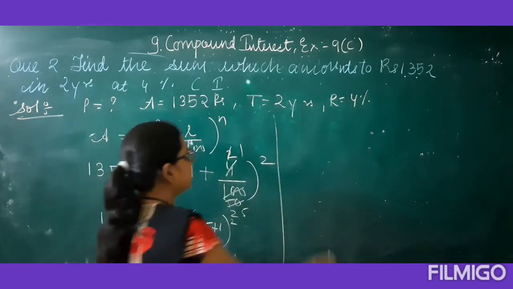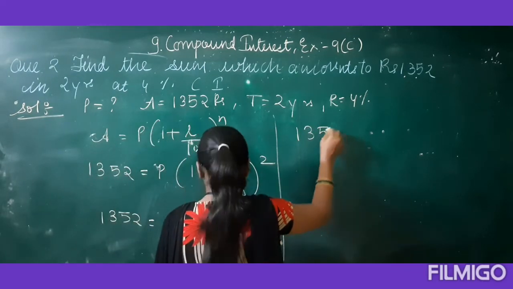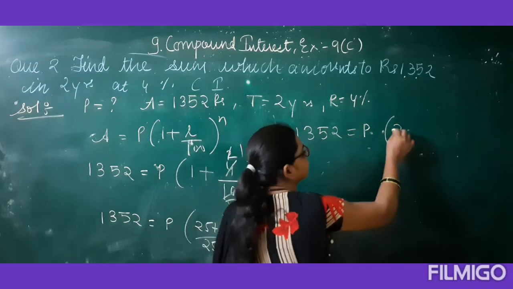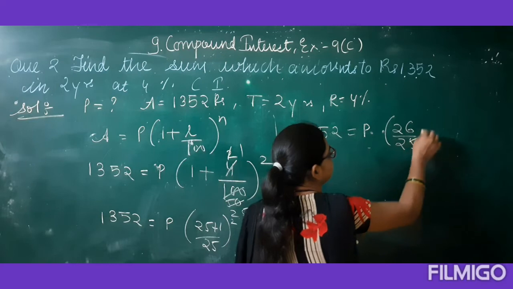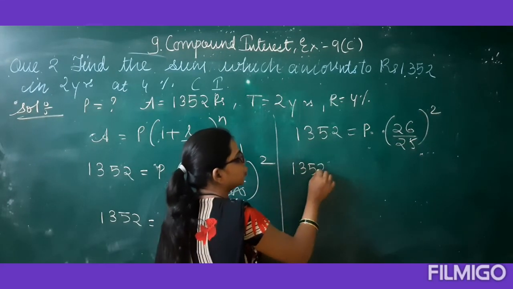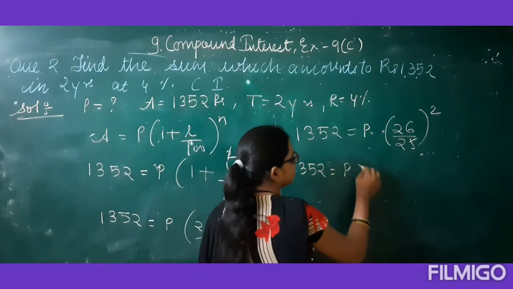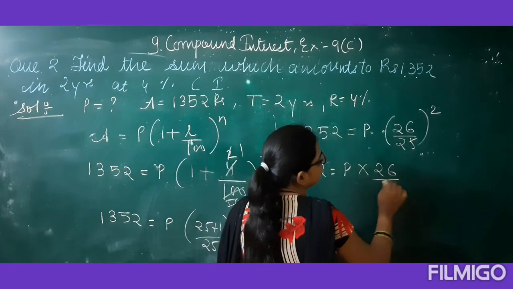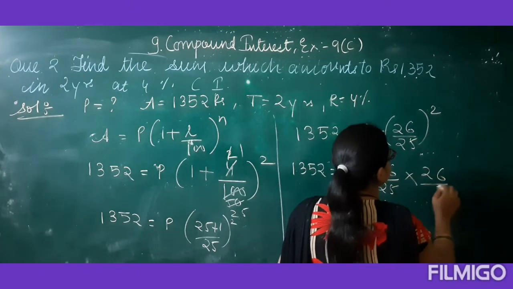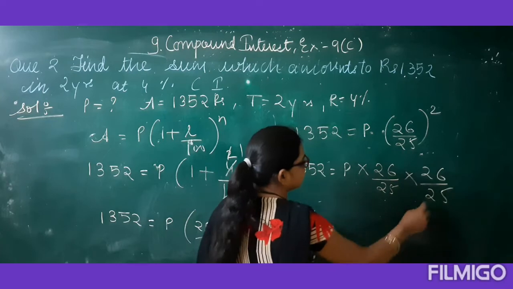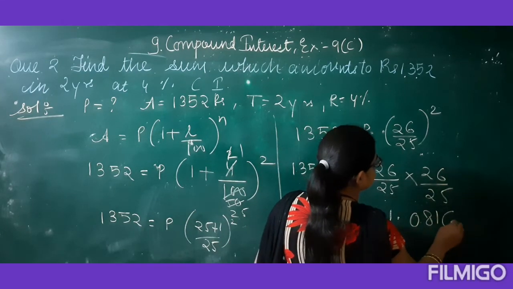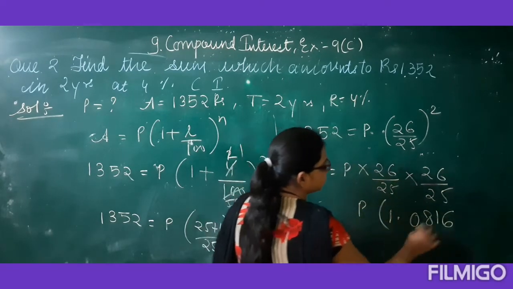Again here it will be 1352 equal to principal into (26 upon 25) to the power 2. You can expand this: you will get 26 upon 25 into 26 upon 25. On solving this you will get 1.0816 into p.